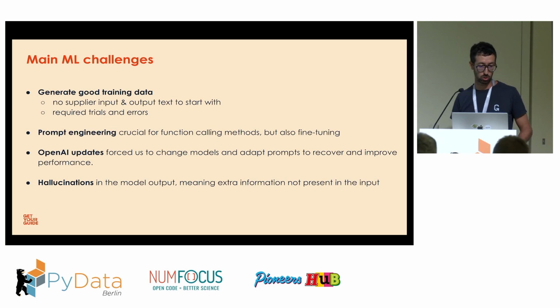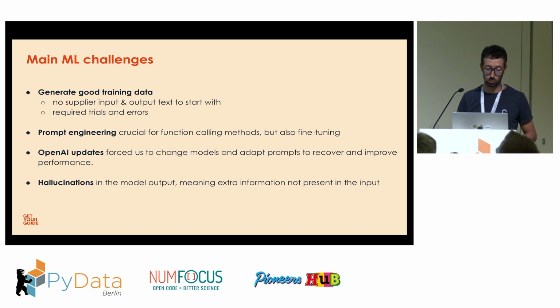The third challenge was about updates from the OpenAI side that, especially at the beginning of the project, forced us to change the models, migrate to a new version, which often caused different behavior from what we were using in the previous model. So we had to adapt the prompt again to recover and improve the performance.